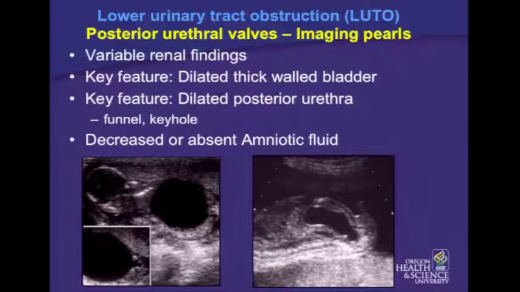So what do we want to know about lower urinary tract obstruction? Posterior urethral valves are the most common cause. You have a variable amount of renal findings. The key feature is the dilated, thick-walled bladder, and you may or may not see a dilated posterior urethra. It may look like a keyhole, that's the classic finding, but it could look like a funnel, or you may not really see it. There is a variable amount of amniotic fluid abnormality.